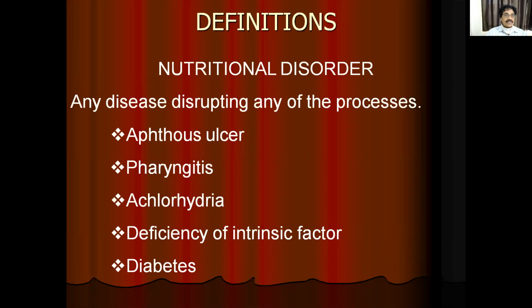Okay? Aphthous ulcer deals with the disruption of deglutition, of mastication. Pharyngitis obstructs the deglutition, and achlorhydria causes problems of digestion. Intrinsic factor causes problems of absorption. Diabetes causes problems of assimilation. So these are the 5 important examples which can be called nutritional disorders.